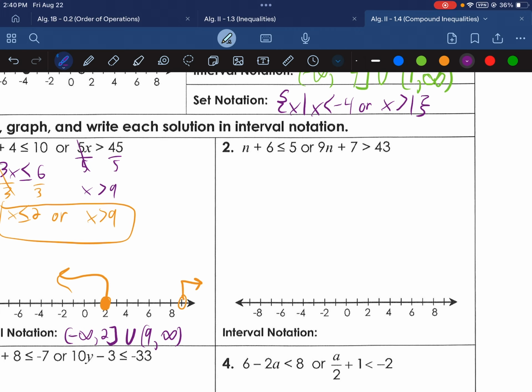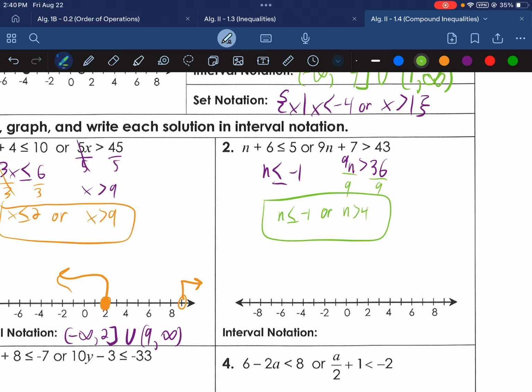So this first inequality here, I'm going to subtract 6, and n is less than or equal to -1. The second inequality, I'm going to subtract 7 and get 9n is greater than 36. Dividing by 9 on both sides gives me n is greater than 4. So we have n is less than or equal to -1, or n is greater than 4.